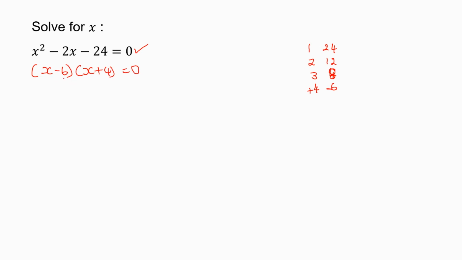So it's either x minus 6 is equal to 0 or x plus 4 is equal to 0, or both of them are equal to 0, but we just write these two. So it's either x minus 6 is equal to 0 or x plus 4 is equal to 0. And then therefore x is equal to 6 or x is equal to negative 4.